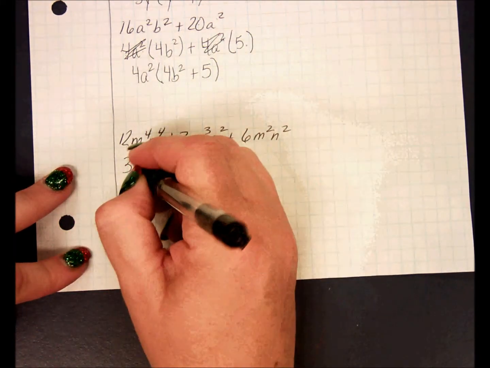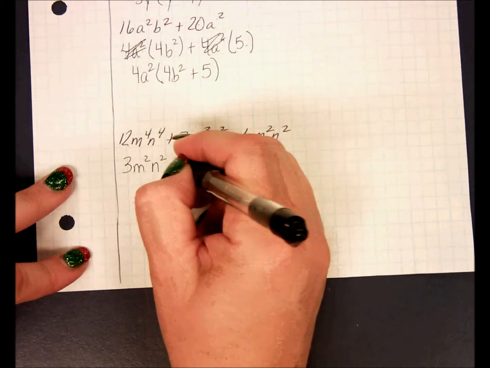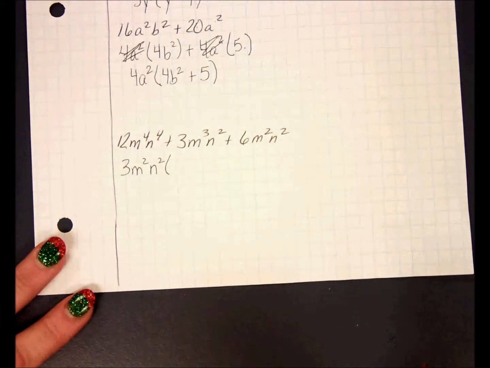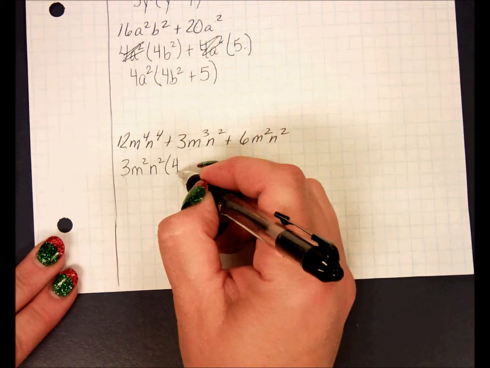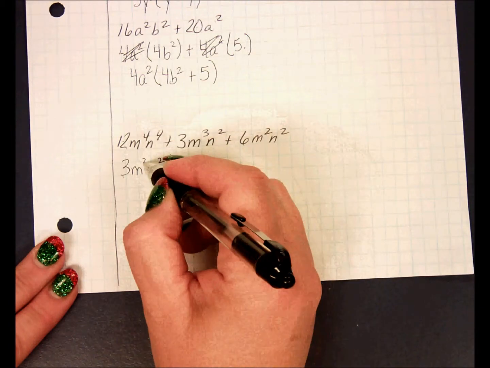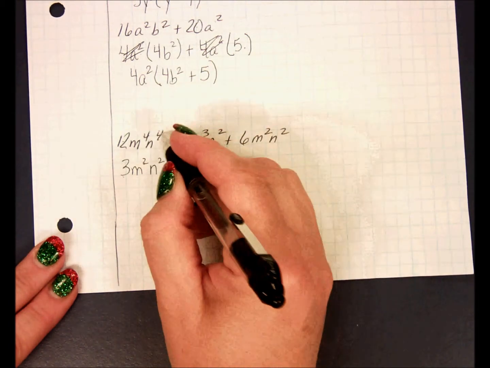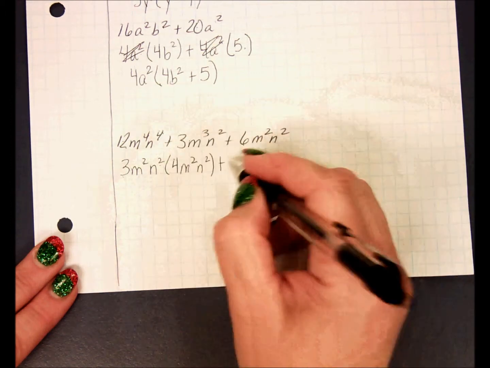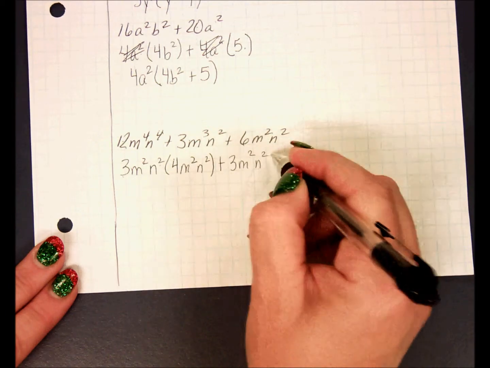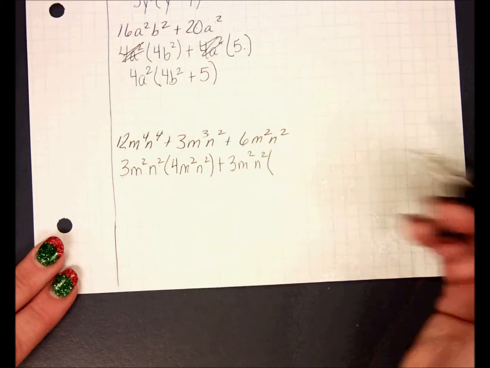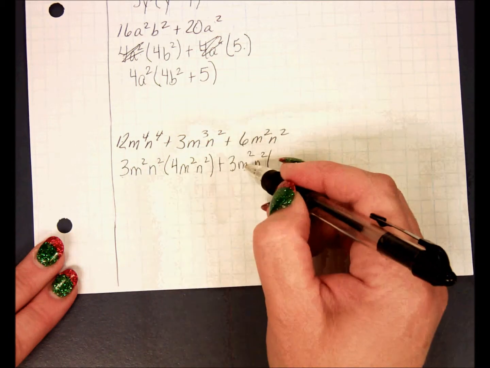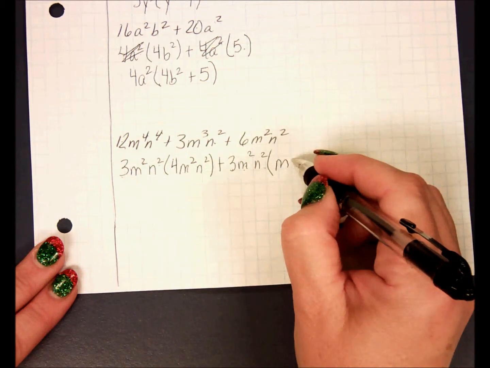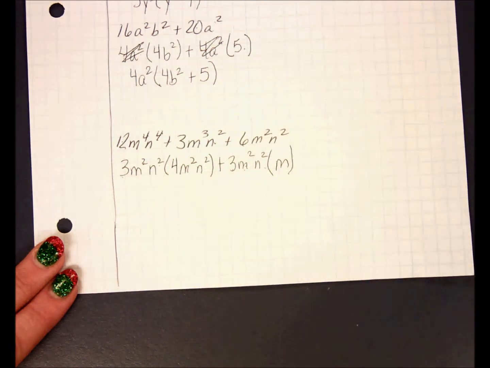3 m squared n squared. And again, you want it to be the same, and you want it to be the most you can take out. So 3 times 4 gives me 12. I needed 4 m's. I only have 2, so I need 2 more. I needed 4 n's. I only have 2, so I need 2 more. Plus, because there's a plus right there, 3m squared n squared. Now we look again, 3 times 1, okay? We need 3 m's. We only have 2, so we need 1 more. We have 2 n's, and we needed 2 n's, so all we needed there was the m.